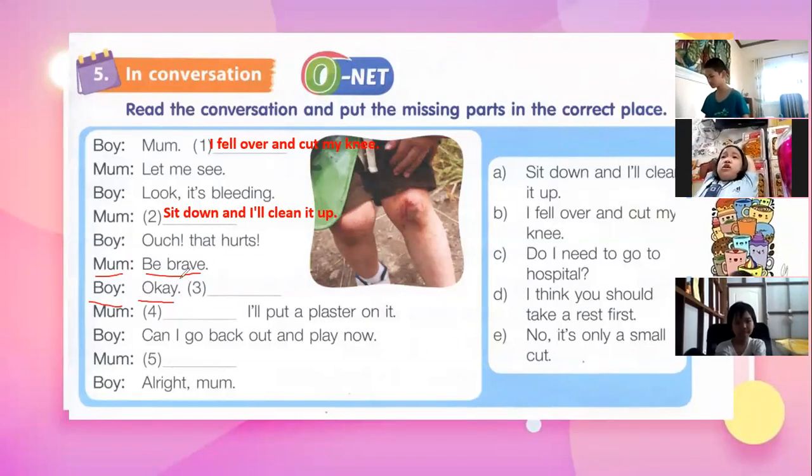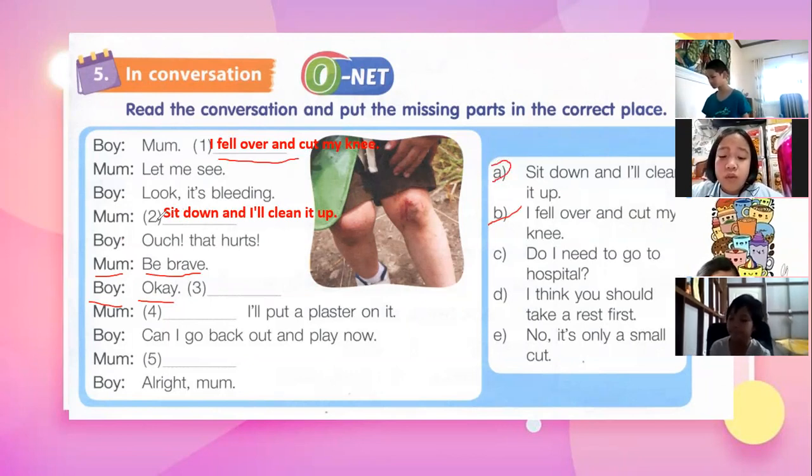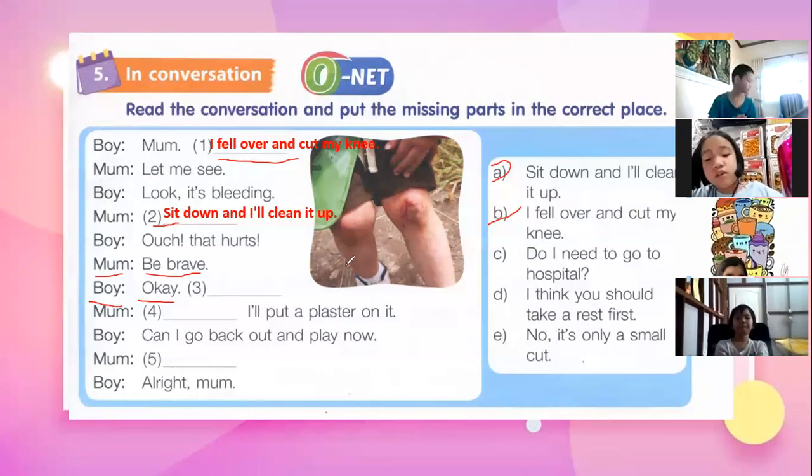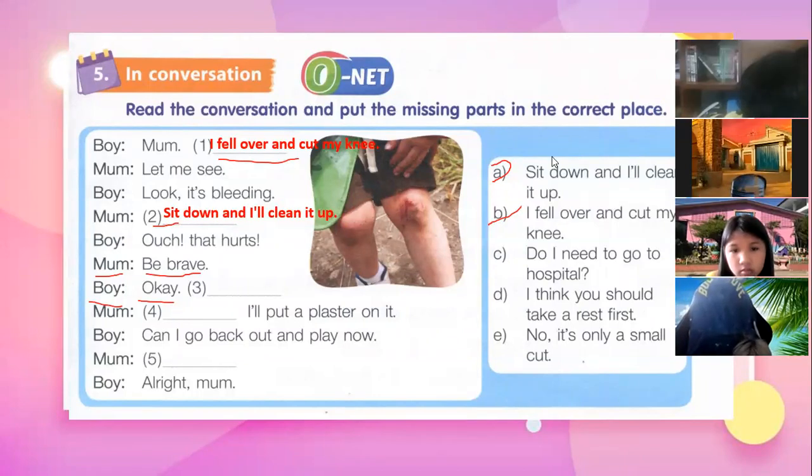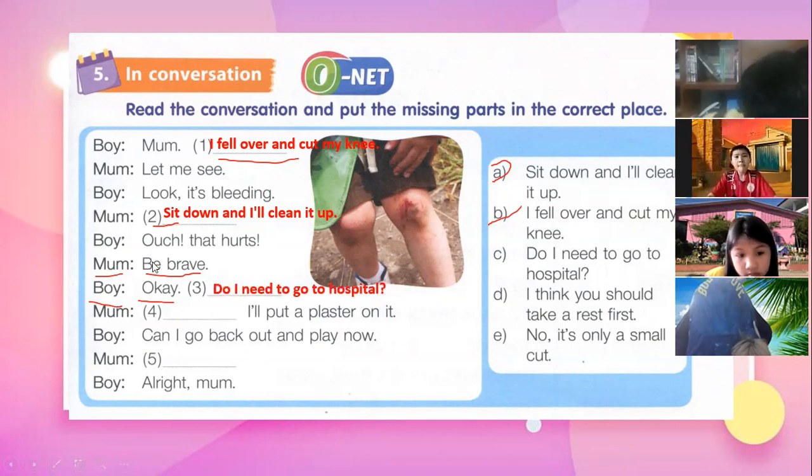Now, after the boy replies, okay, what is the best sentence we can put here? Students, the mother already told him, be brave. The boy already said, okay. Now, here you can see, statement B we already used in the first gap. Statement A, we already used in gap number 2. Now, we have three remaining statements. So, what is the suitable statement for gap number 3? C. Very good.